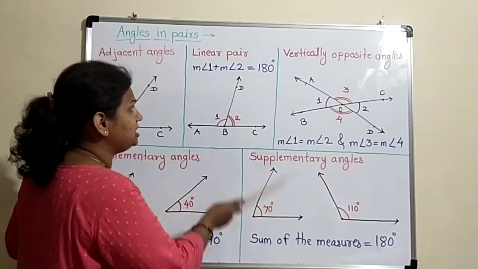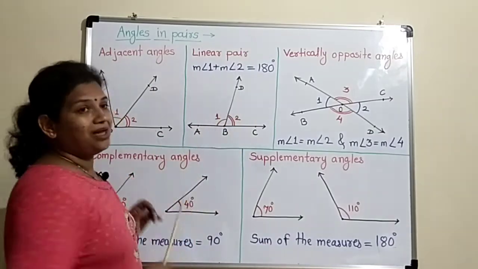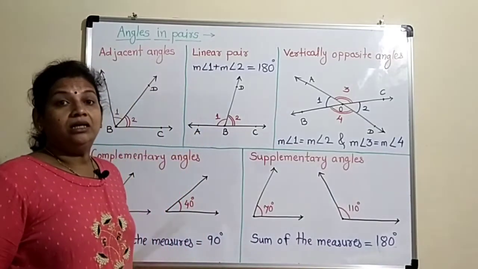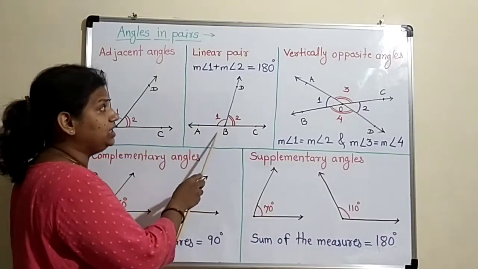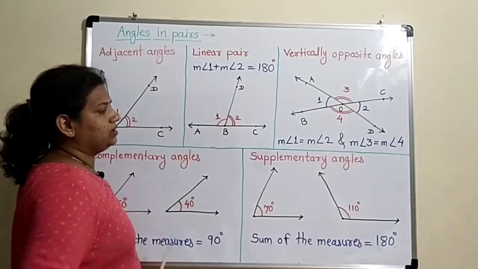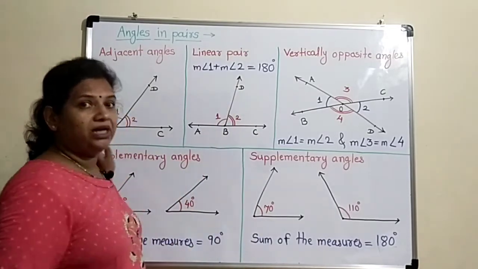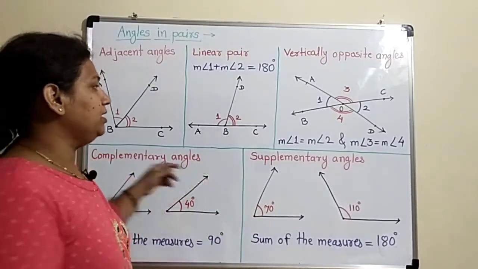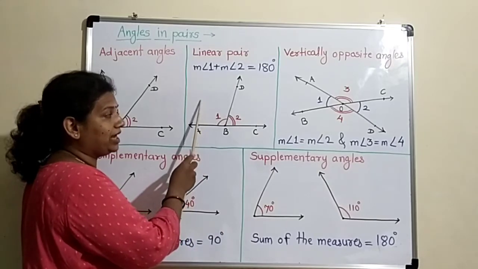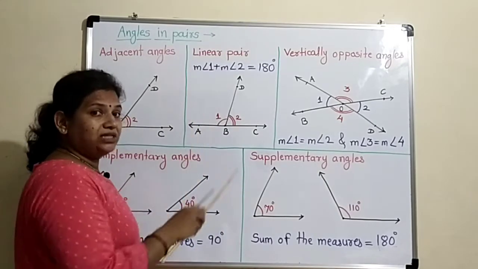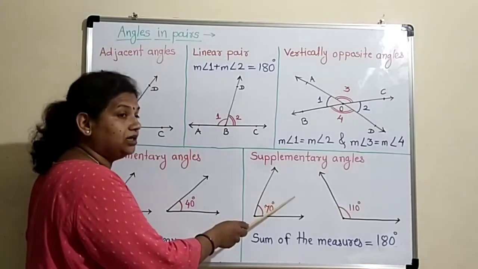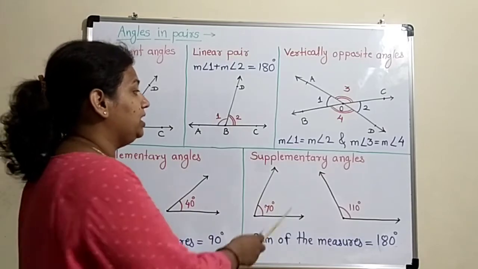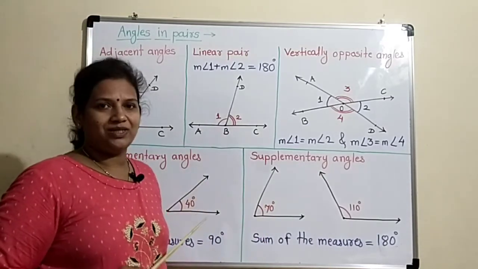Now what is the difference between this and a linear pair? Because in a linear pair the sum is 180 degrees, and in supplementary angles the sum is also 180 degrees. The difference is that in a linear pair one arm is common, but here there is no common arm because they are two different angles. We can say that angles in a linear pair are always supplementary, but angles which are supplementary need not always be in a linear pair.